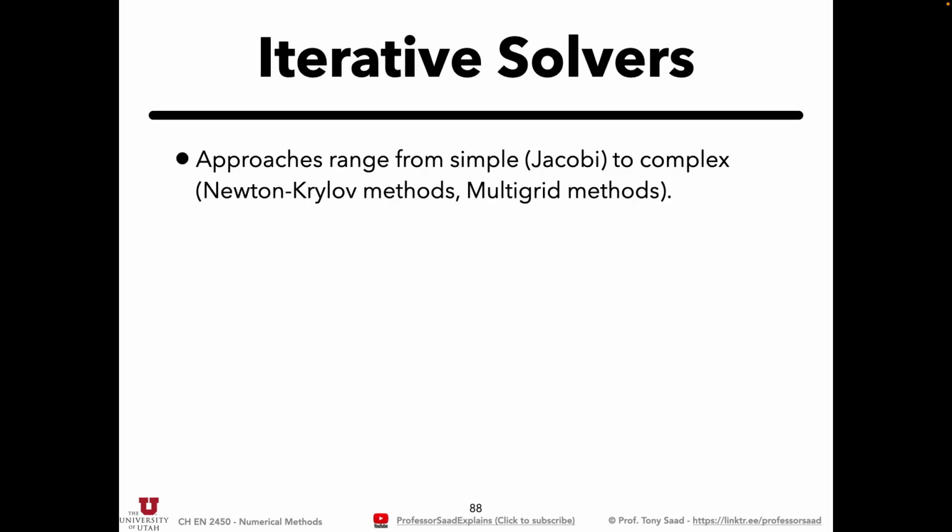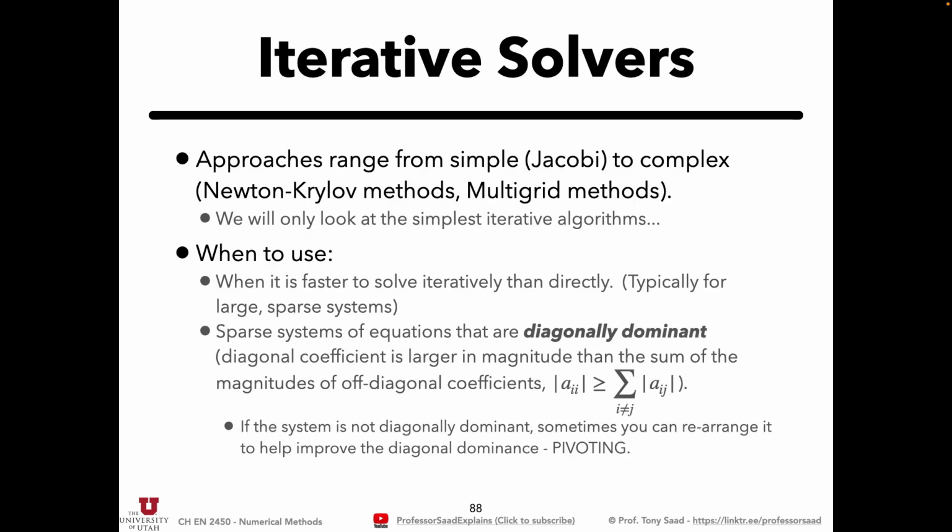The critical issue, though, for iterative solvers is that they have to operate on a system of equations that is diagonally dominant. What that means is, when you write the system of equations in matrix form and you go row by row, remember each row represents an equation, the coefficient on the diagonal needs to be larger in absolute value than the sum of all the off-diagonal components in absolute value.